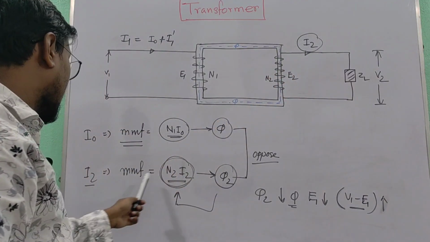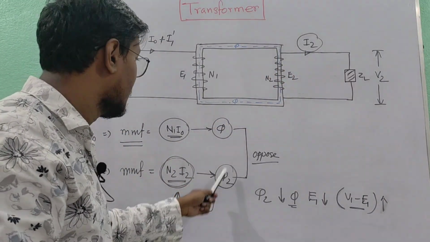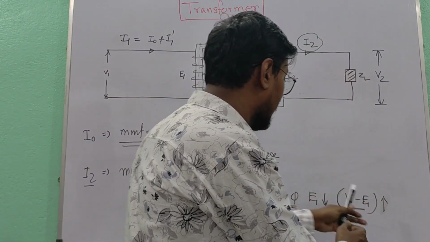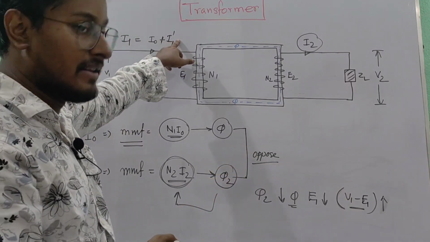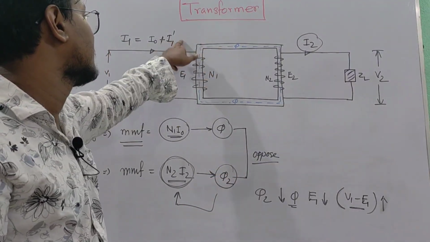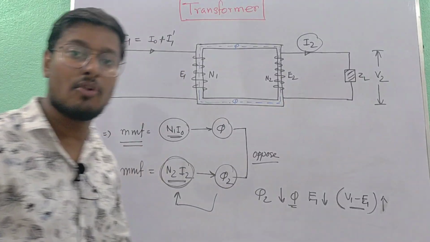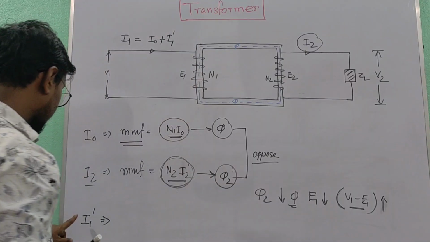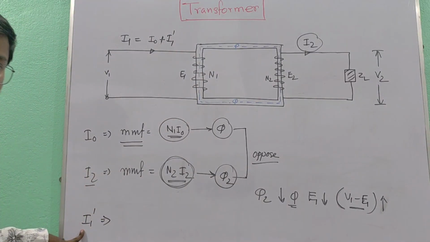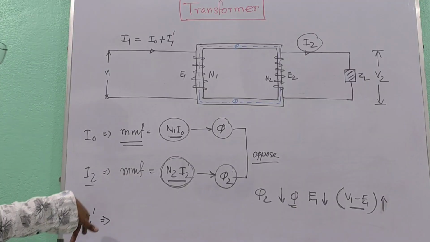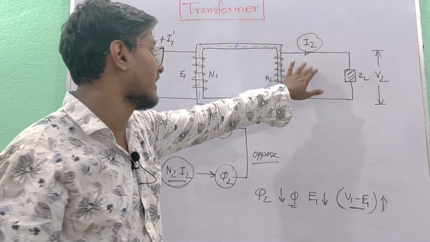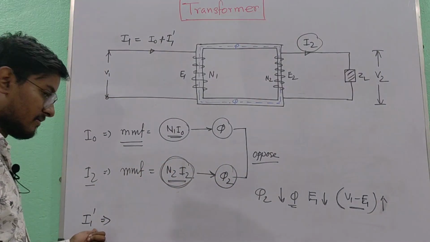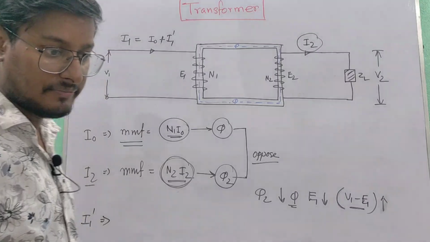Because of I2, ampere turn N2 I2 is produced, then phi 2 is produced, phi 2 weakens the main flux phi, then E1 gets reduced. So the difference of V1 minus E1 increases, and because of that additional current is drawn from primary, which is called I1 dash. So I1 dash will be in phase opposition with I2. Now this I1 dash is called counterbalancing current. Please remember it. This I1 dash is called counterbalancing current, because this is produced to balance this effect. This main flux weakening effect को reduce करने के लिए इसका पैदा हुआ है, to maintain the original flux density.